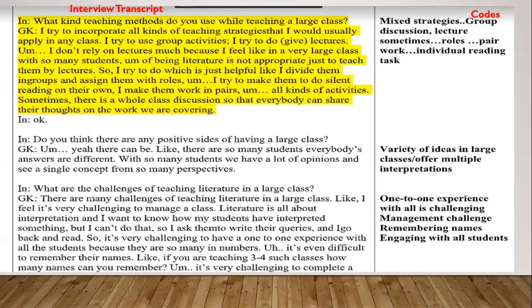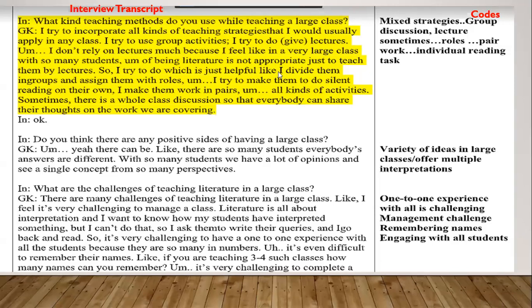I try to use group activities. I try to do lectures. I don't rely on lectures much because I feel like in a very large class with so many students, a theme literature is not appropriate just to teach them by lectures. So I try to do which is just helpful. Like I divide them in groups and assign them with roles. I try to make them do silent reading on their own. I make them work in pairs, all kinds of activities. So I have coded it as mixed strategies, including group discussion, lectures, sometimes roles, pair work, individual reading tasks.